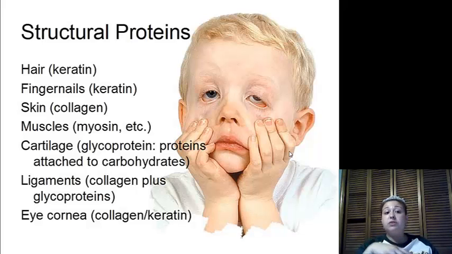So, structural proteins are going to be our hair, which is keratin; our fingernails, which are keratin; and our skin, which is going to be collagen. Muscles, we've got myosin. Cartilage, we've got glycoproteins, which are proteins attached to those carbohydrates that we just talked about. Then we've got ligaments, which are collagen plus a glycoprotein. And then we've got our eye cornea, which is going to be collagen and keratin combined.